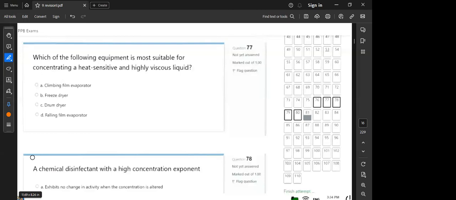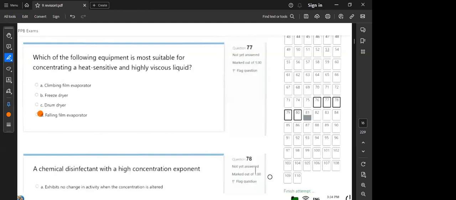And 77D, the falling film evaporator. Lynn said the falling film evaporator. Yeah, I also think so. So, equipment for heat sensitive and highly viscous liquid, use a falling film evaporator. What did you go with for 83?